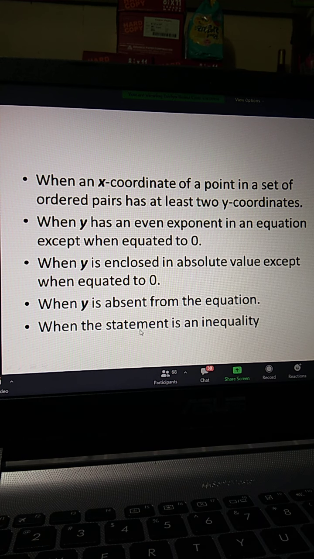I have a correction on the last part with my example given in your module. So that should be equal to make it not a function. To make it a function.